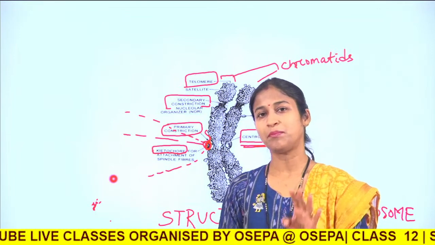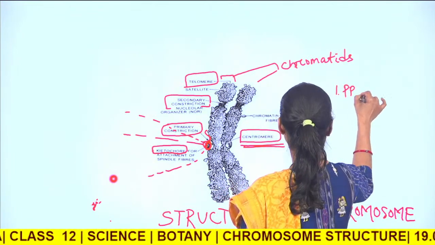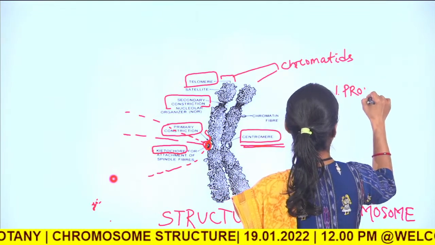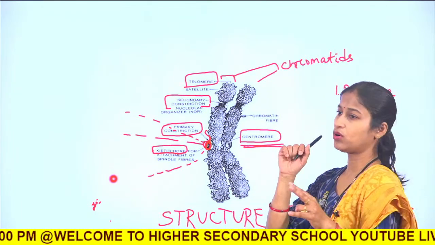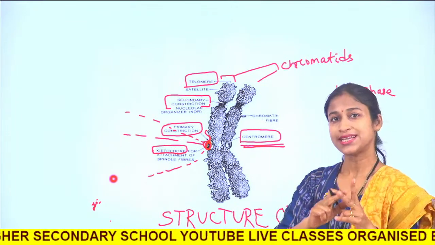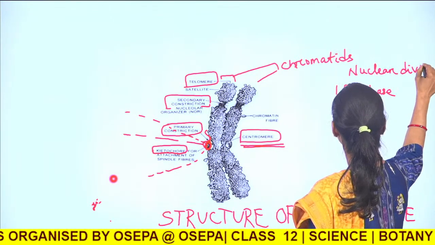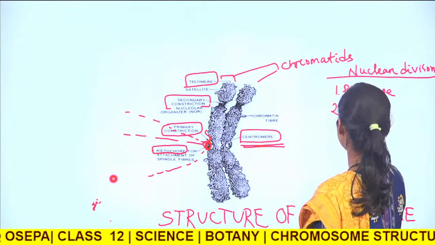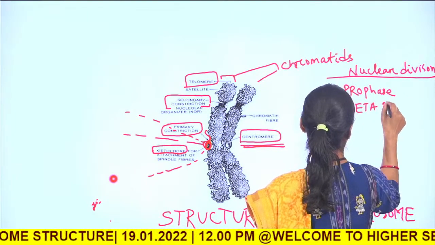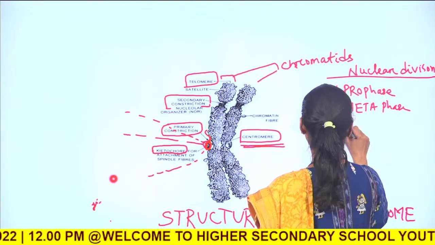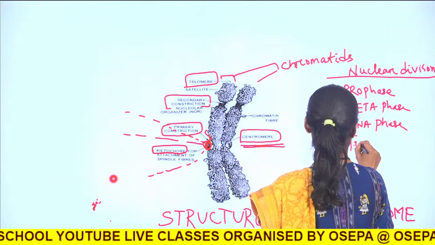Now, the dividing phase has 2 parts: karyokinesis, or nuclear division, and cytokinesis. The division of the nucleus happens in 4 phases. One is prophase, the other is metaphase, the third is anaphase, and the fourth is telophase.